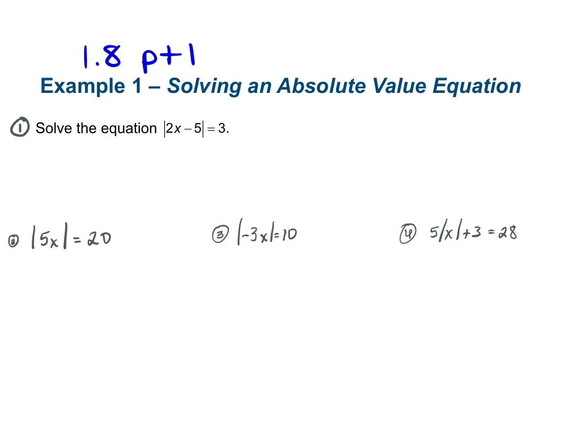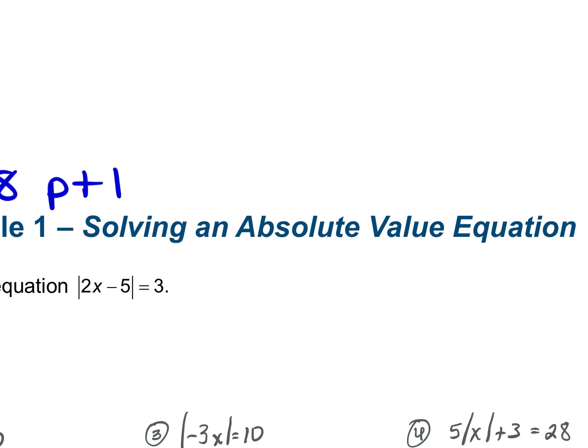So 1.8, we're going to talk about absolute values. What does an absolute value do to a number? It makes it positive. So if I had the absolute value of -5, what would this be? 5. Positive 5. All right, what's the absolute value of positive 5? Positive 5 still. So absolute values just make the number positive.